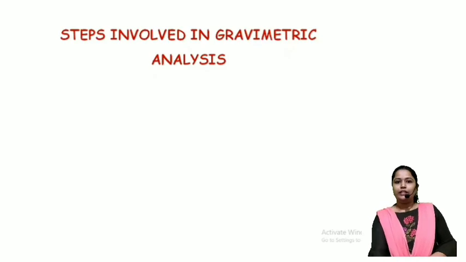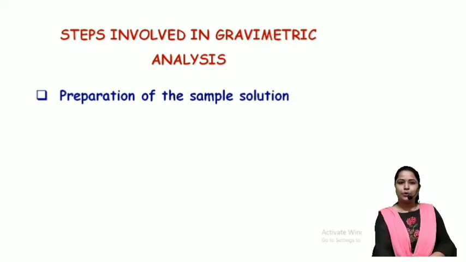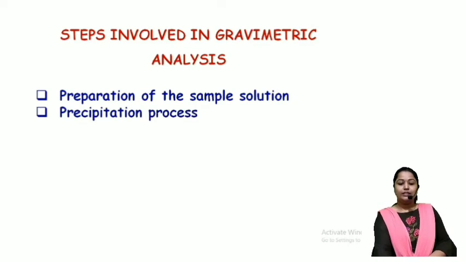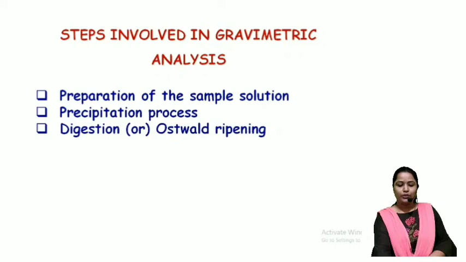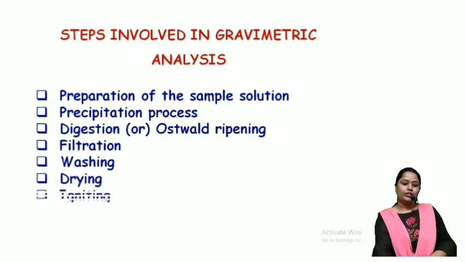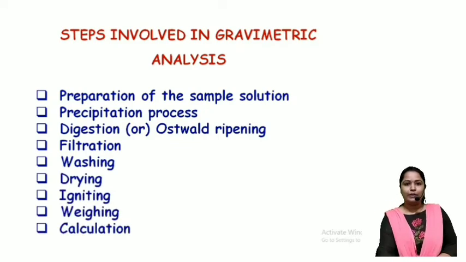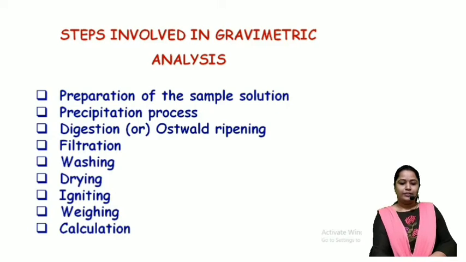Steps involved in gravimetric analysis. There are different steps involved in gravimetric analysis. We see them one by one. First is the preparation of sample solution, then precipitation process, digestion or Ostwald ripening, filtration, washing, drying, ignition, weighing and calculation. These are the steps involved in gravimetric analysis.